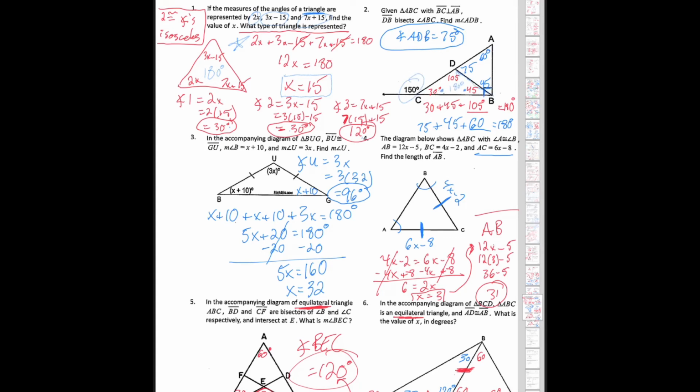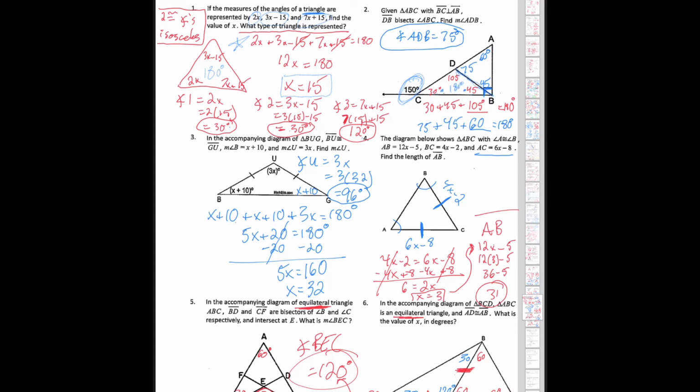For number two, we're given this triangle diagram here. So we have BC perpendicular to AB. So that creates a right angle here. We also have that DB is a bisector. So this angle was originally 90 degrees, and since it bisects that angle, we have 45 and 45. Here we have two angles along a straight line, and we're given 150. So what we do is we subtract 150 from 180, and we get that this angle here is 30.